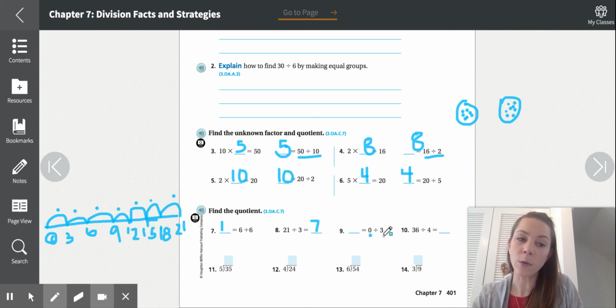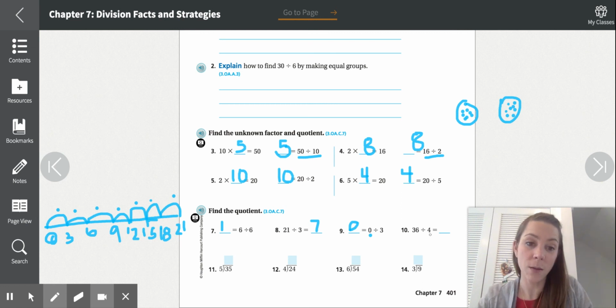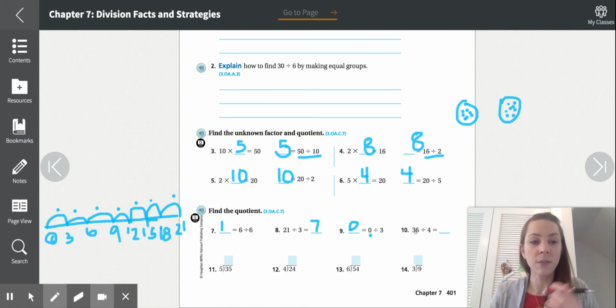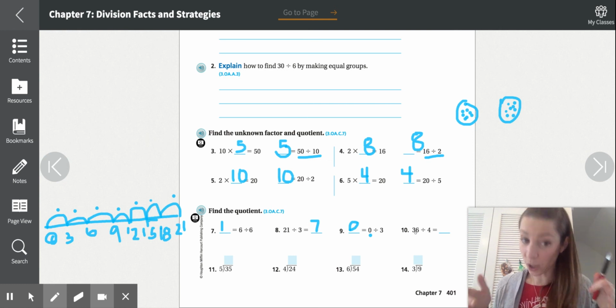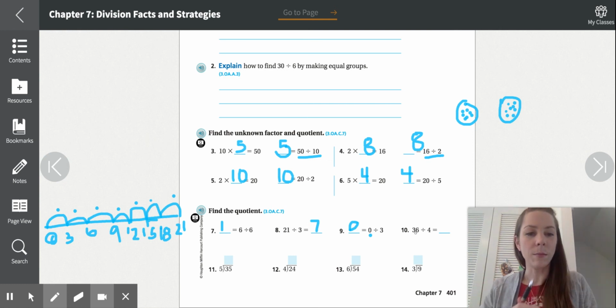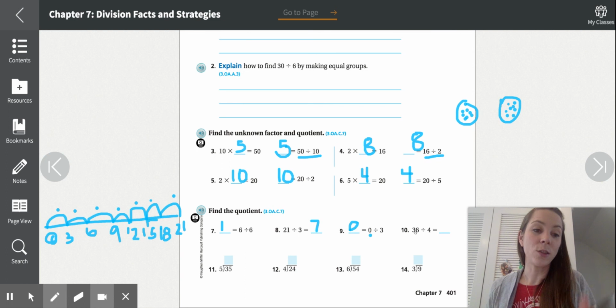0 divided by 3, whenever we have these zeros, your answer is going to be 0. 36 divided by 4. My favorite strategy for 4s is just thinking of a 4 as a 2 and a 2. So divide 36 in half. Start with some of those bigger numbers to double. I start maybe with 15. 15 plus 15 is 30. 16 plus 16 is 32. 17 plus 17 is 34. 18 plus 18 is 36.